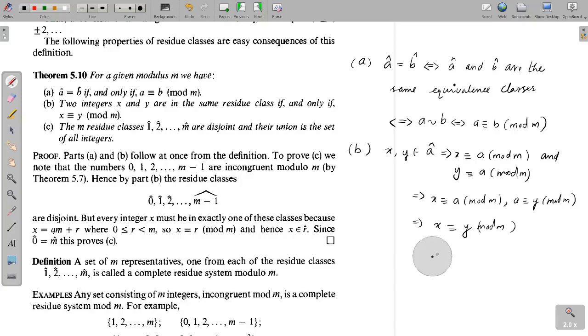For the converse, we assume that x is congruent to y mod m. So using the property of equivalence relation, we have x-cap is the same as y-cap, say a-cap. So we can say that x belongs to x-cap and y belongs to y-cap, and hence x and y are in the same equivalence class. Hence x and y are in the same residue class.